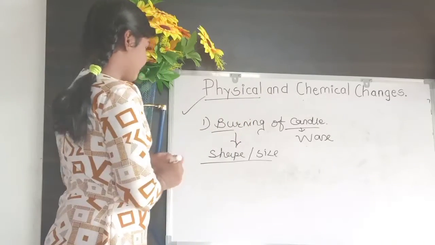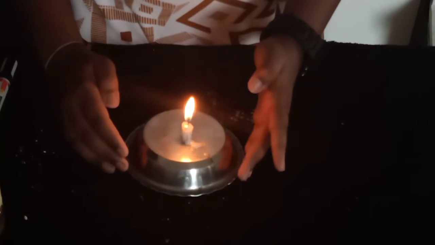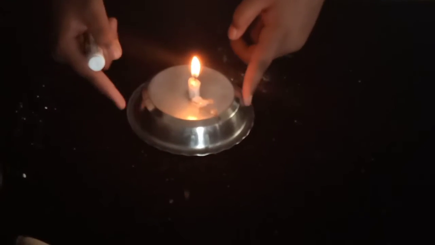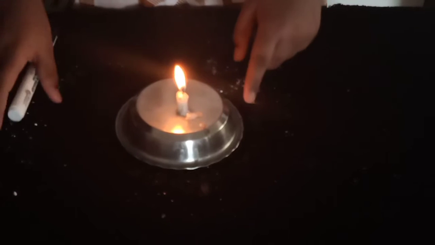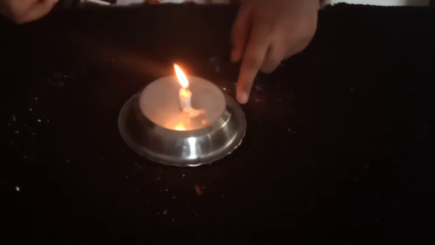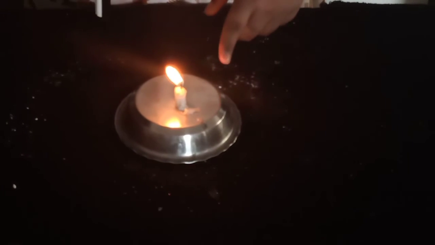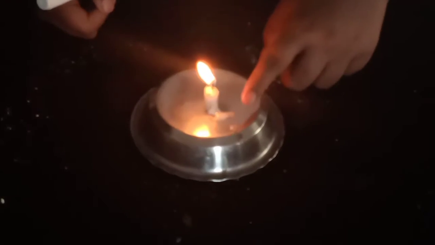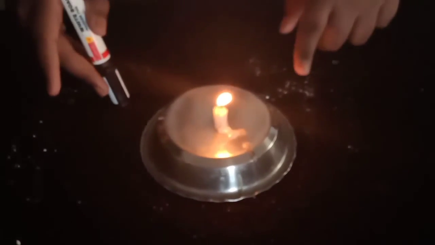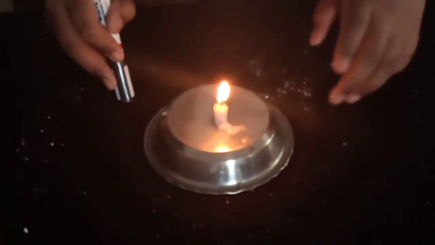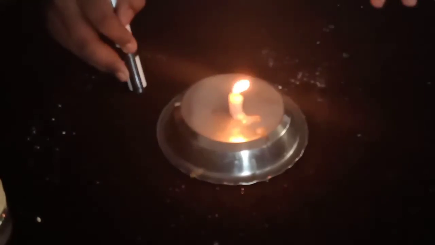So friends, I have done this activity practically. Here I have placed the candle and I have lighted it. It was a big candle and when I light the candle, the wax is falling down. Here you can see it very clearly. In this candle, the shape and the size of the candle are changing. This is a physical change, and we get the new substance that is called wax. So this is also a chemical change.